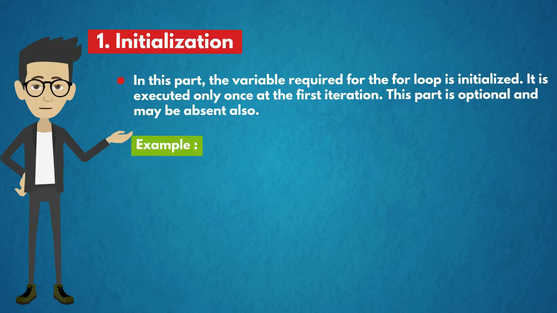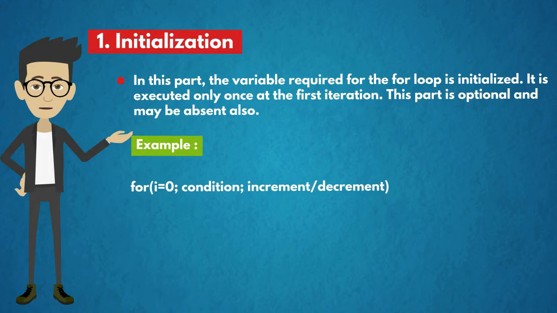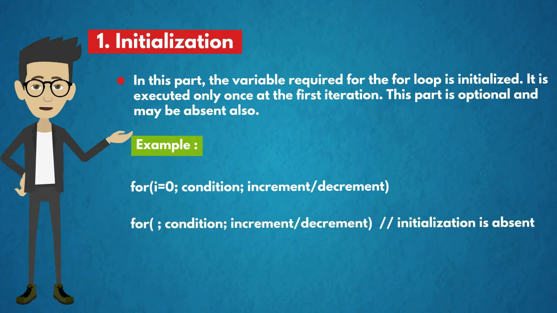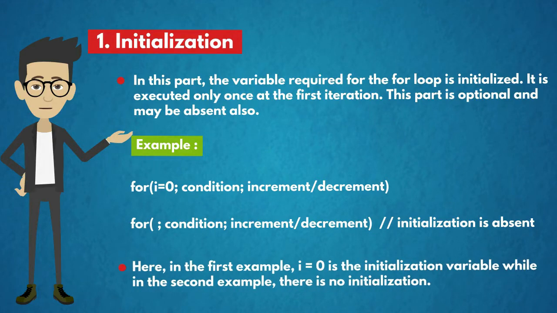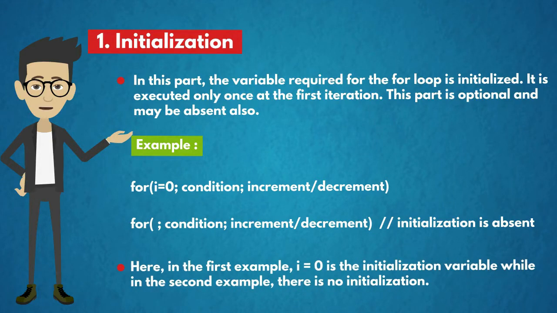So for example, i = 0; condition; increment or decrement is the generalized syntax of a for loop. And the next example is where initialization is absent, like we have empty space for initialization, and then the condition and the increment or decrement. Here i = 0 is the initialization, while in the second example there is no initialization.